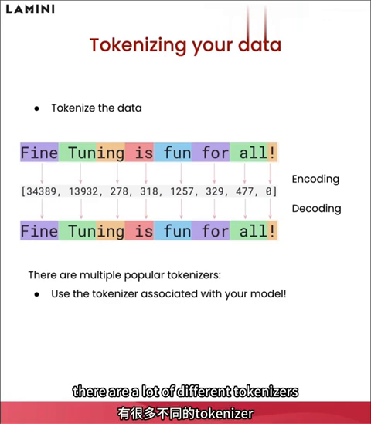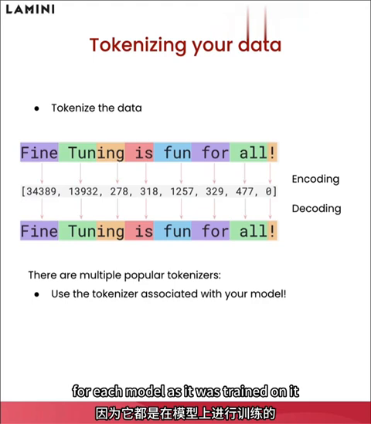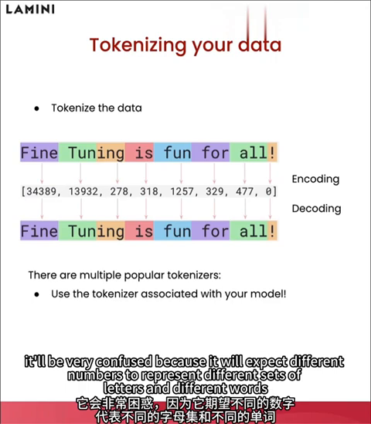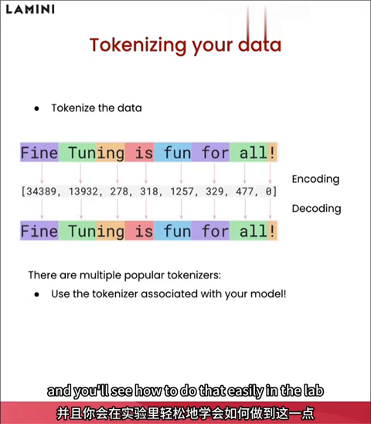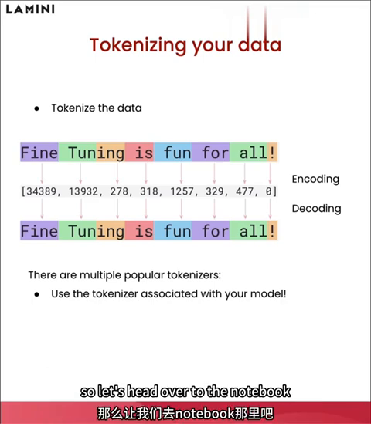Now, there are a lot of different tokenizers, and a tokenizer is really associated with a specific model, as each model was trained on it. And if you give the wrong tokenizer to your model, it'll be very confused because it will expect different numbers to represent different sets of letters and different words. So make sure you use the right tokenizer, and you'll see how to do that easily in the lab. Cool, so let's head over to the notebook.